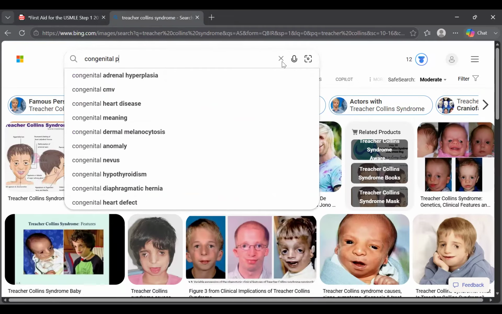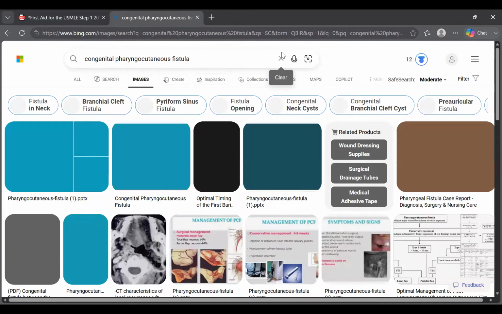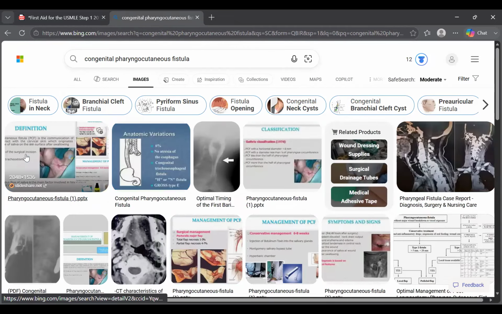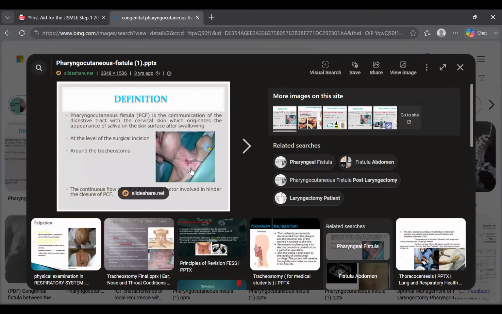Congenital pharyngocutaneous fistula, yeah, that. So it is, this one seems apt. Communication of digestive tract with the cervical skin, which originates the appearance of saliva on skin after swallowing at the level of surgical incision around the tracheostoma.